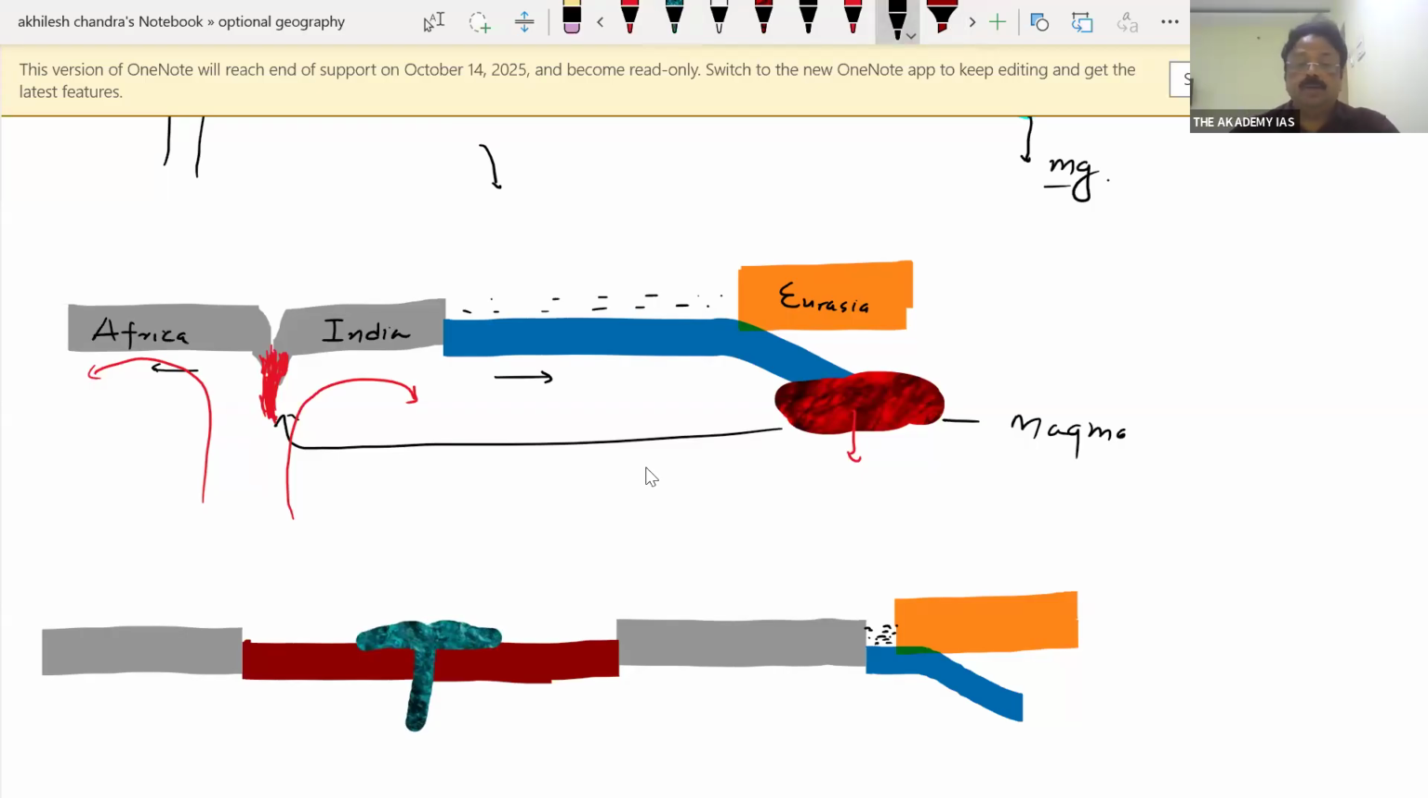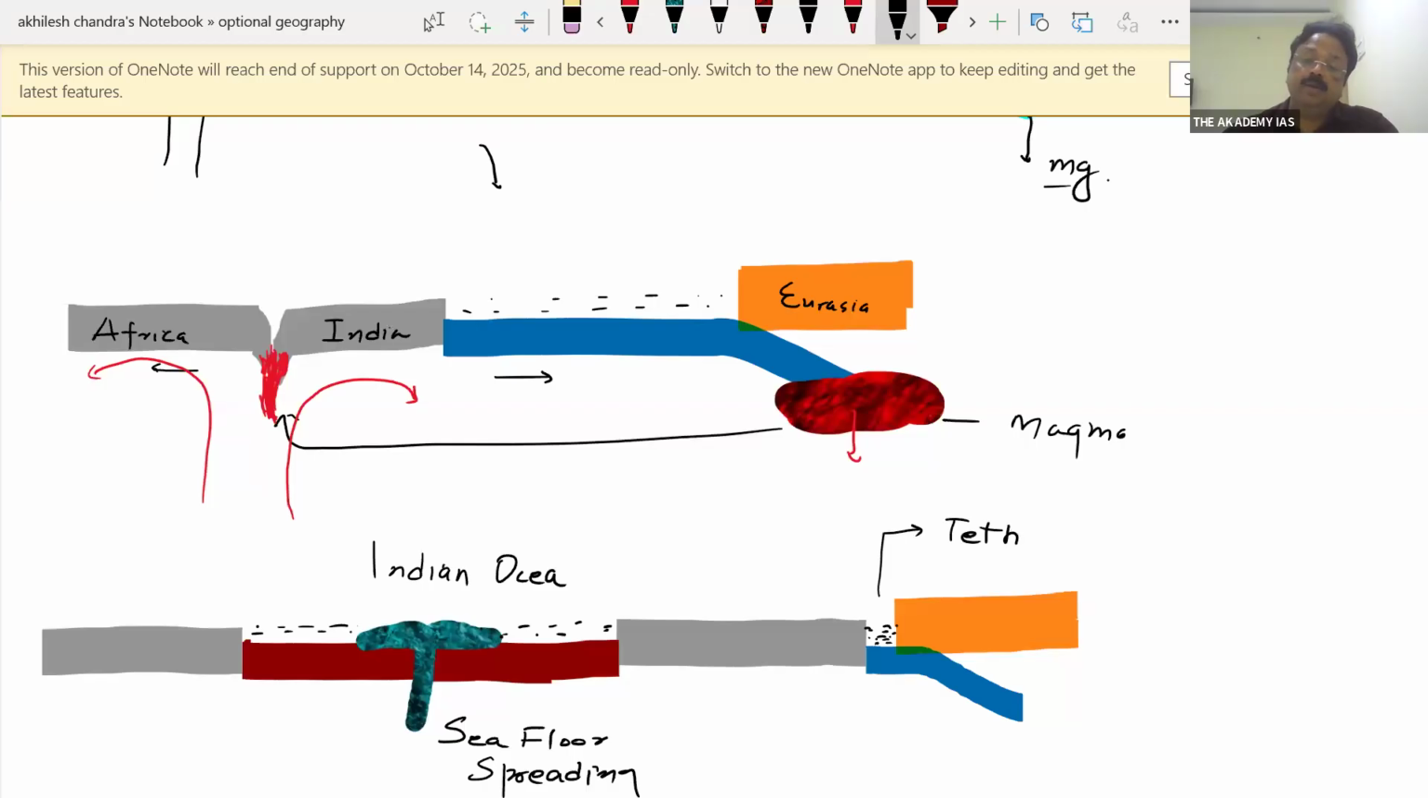Now the sea floor spreading takes place in Indian Ocean. Indian Ocean getting formed, and the sea floor spreading takes place here. And due to sea floor spreading of Indian Ocean, the Tethys Sea day by day gets consumed. Here it is Eurasia. This is India. And this is Africa.